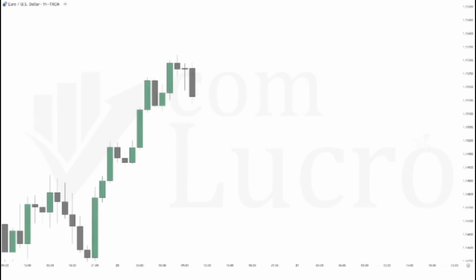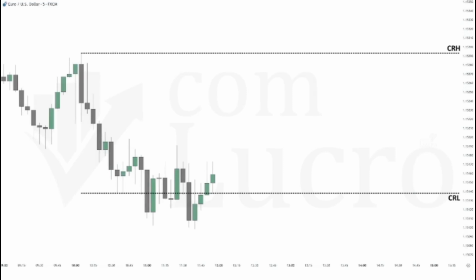Soon afterward, a second fair value gap appears. Instead of cancelling the first order, we place a second buy limit inside the new gap. Both setups align perfectly. The market respects both fair value gaps and continues moving higher. Both positions develop into strong winning trades.